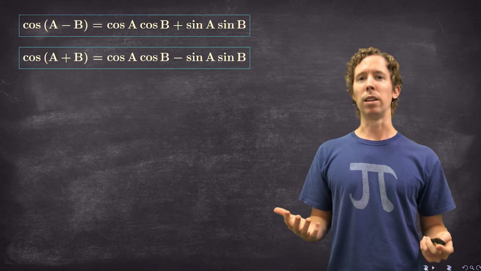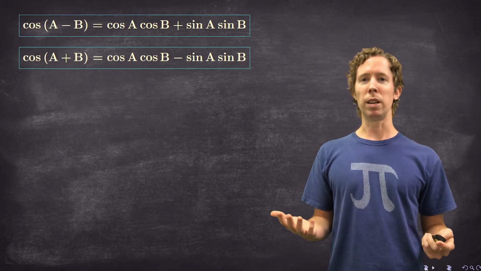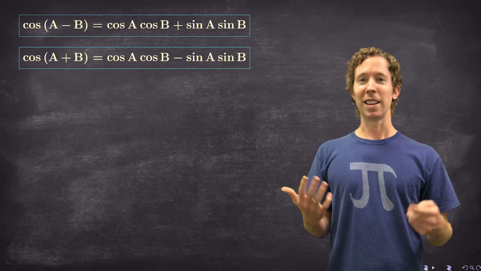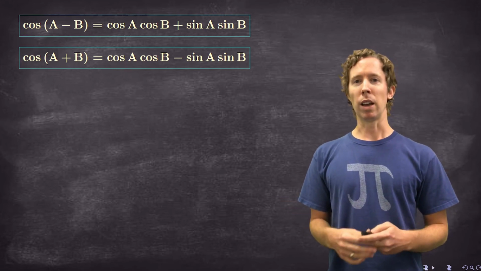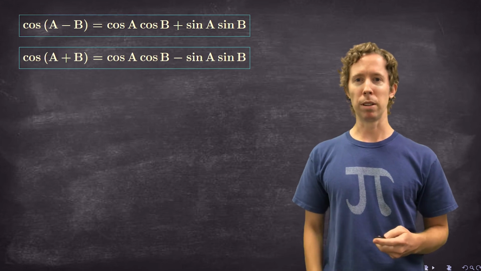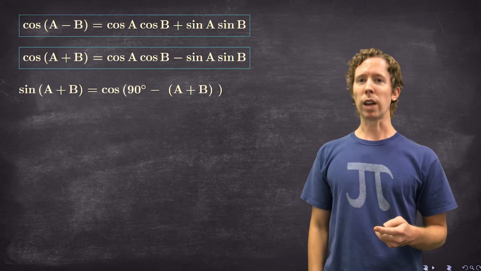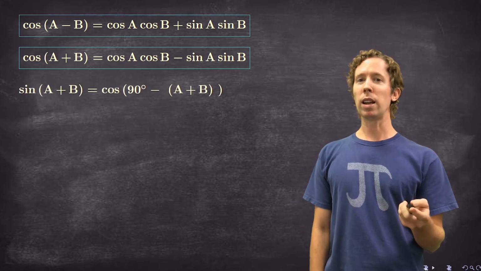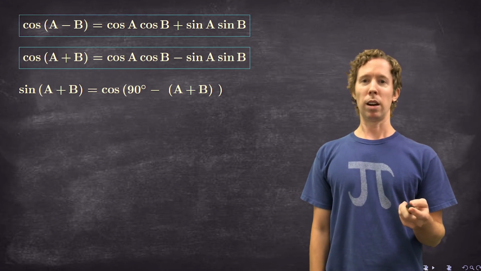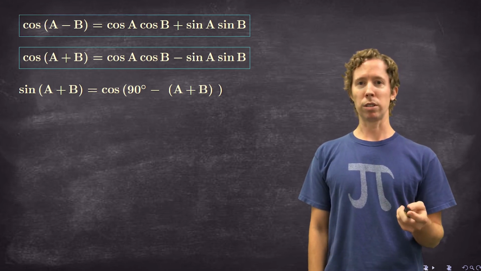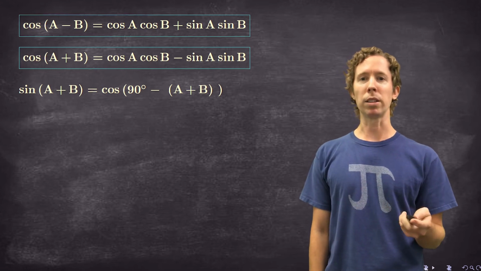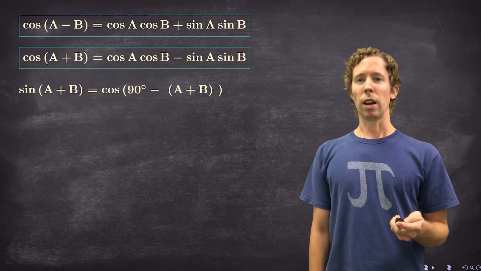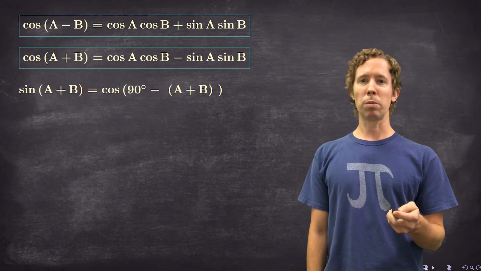Now what about sine? Can we get sine of A plus B and sine of A minus B? Yes, it's not hard. Let's start with sine of A plus B, and then I'll let you do sine of A minus B. So for sine of A plus B, we can relate it to cosine because they're cofunctions. So sine of an angle is cosine of 90 minus that angle. And now you can play around with this a little bit.